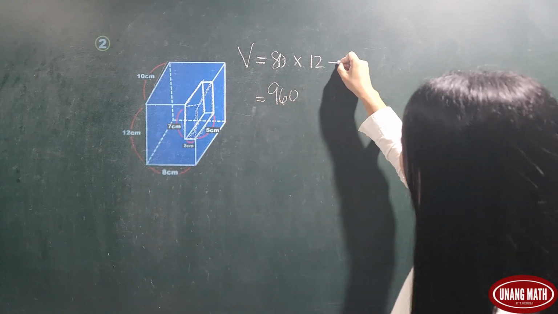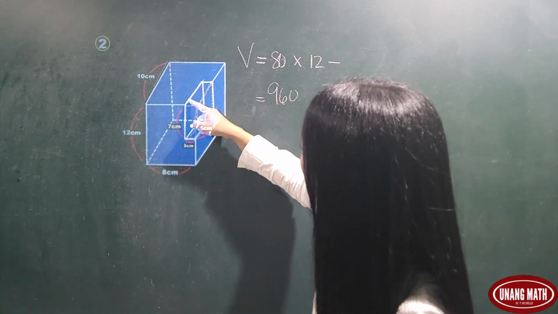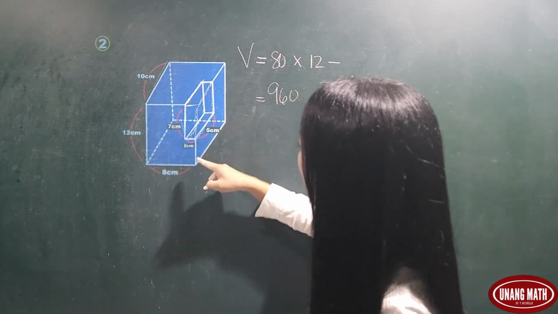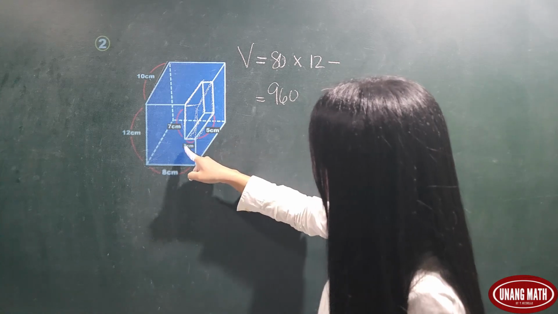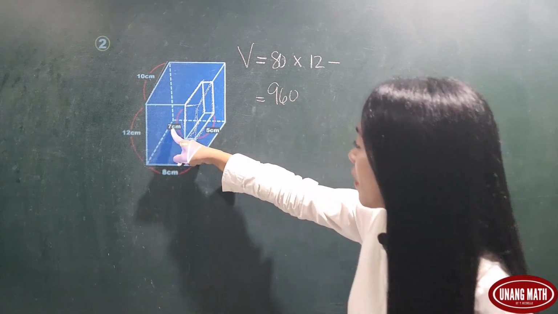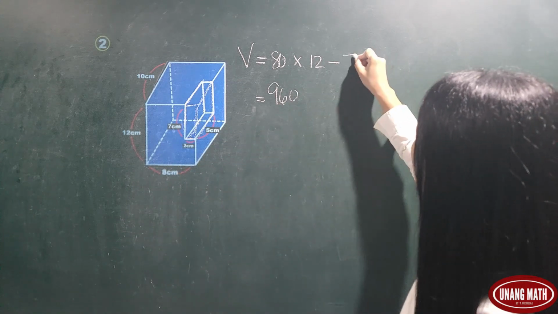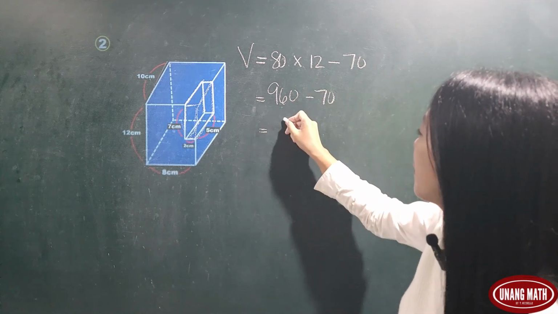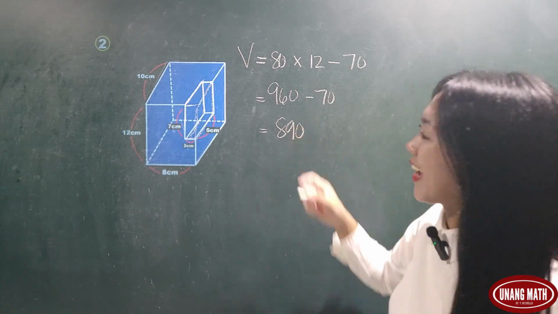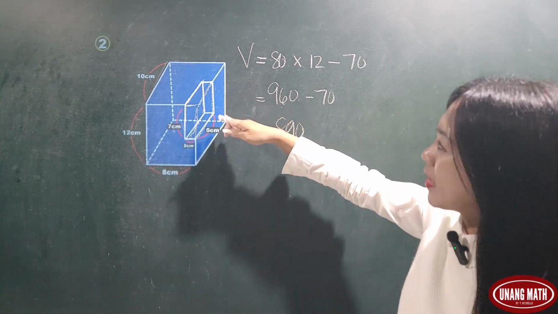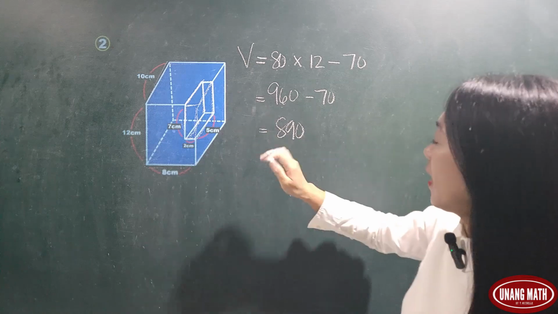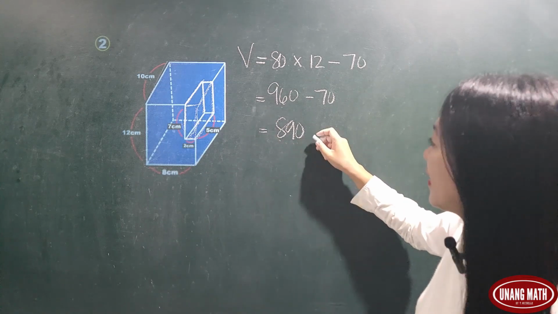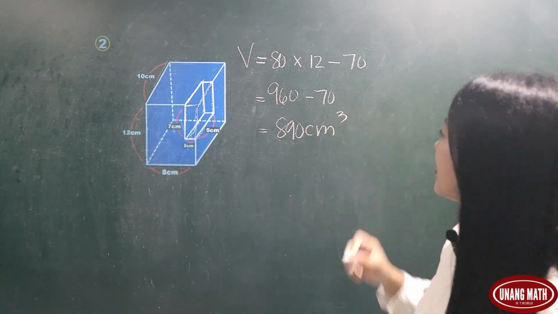Okay, let's subtract the volume of this removed part. So this is 5 times 2, 10. Times 7 is going to be 70. So minus 70. So 960 minus 70, then this is equal to 890. So the volume of this figure is 890 cubic centimeters.